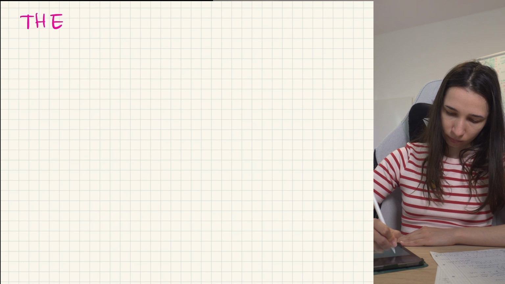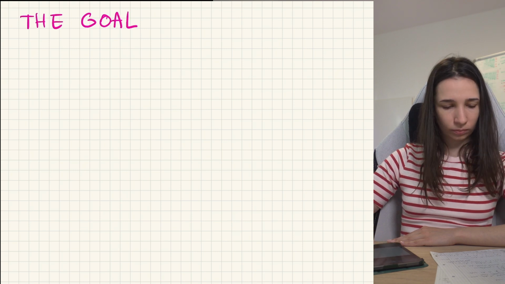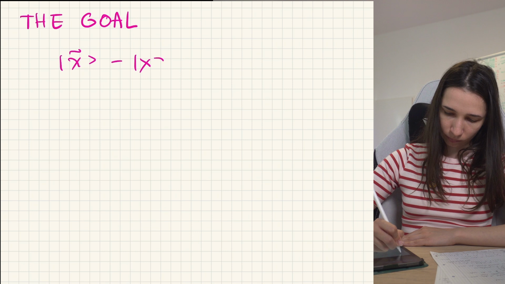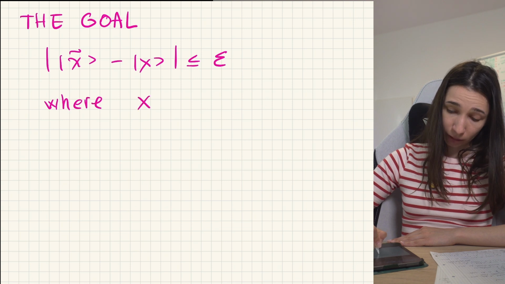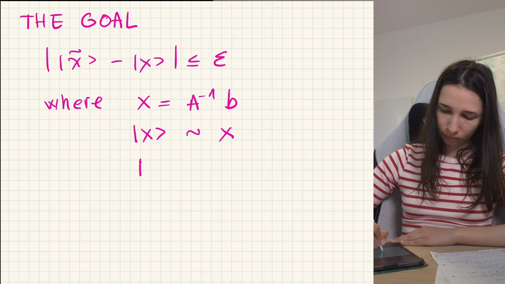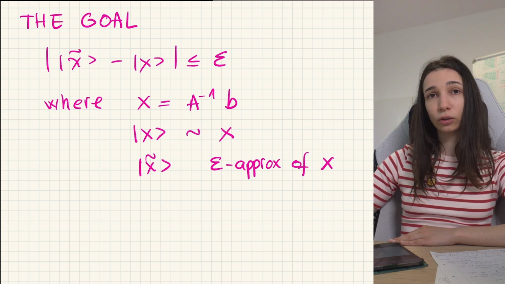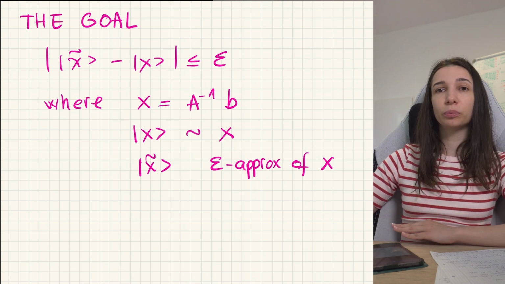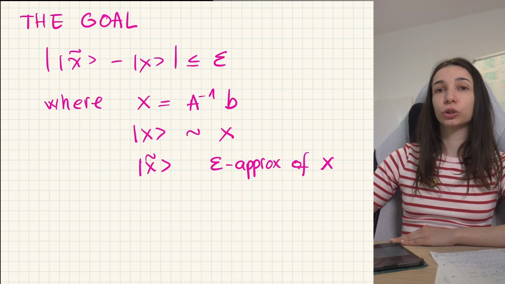Now, the goal of a quantum linear solver is to output a state of the following form. Where x is a solution coming from the linear system of equations, and |x> is a quantum state that is proportional to this solution. And x tilde is an epsilon approximation of x. So, by solving a system of linear equations using a quantum linear solver, we obtain a state x tilde that we would like to be epsilon close to the actual solution to the problem.